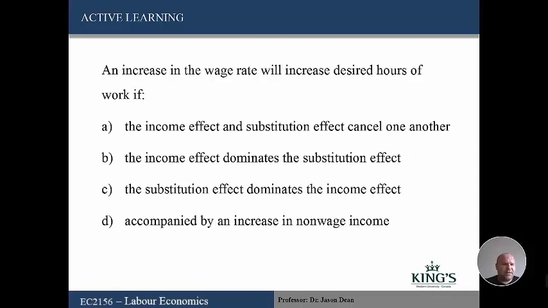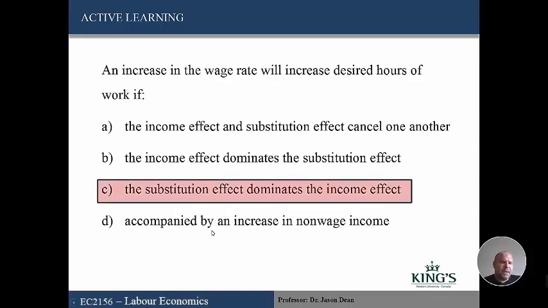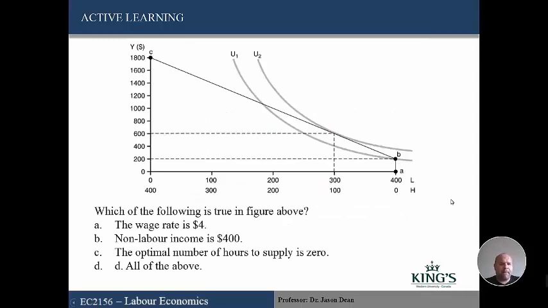Okay, the answer is in fact C. It's when the substitution effect dominates the income effect. Okay, next question. So here we have two indifference curves, U1, U2.